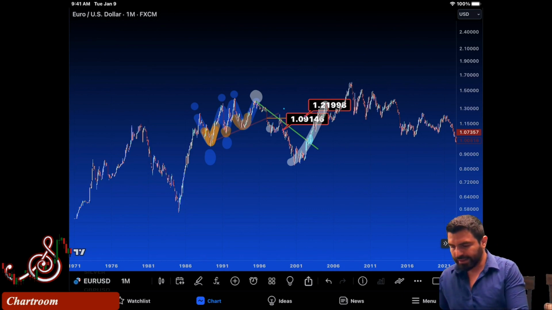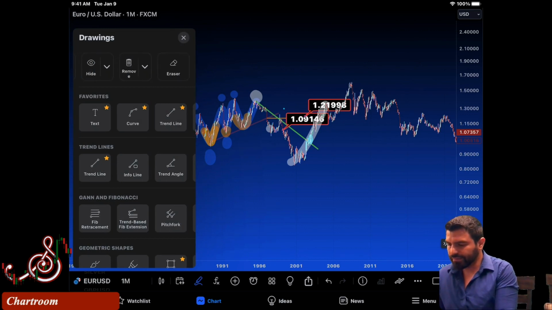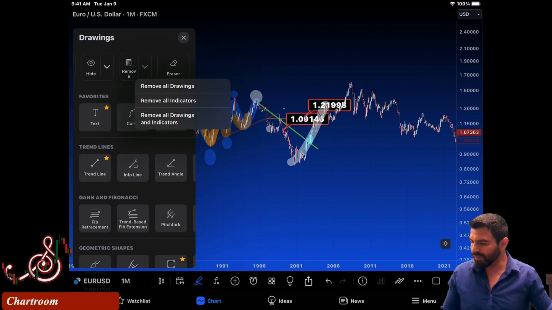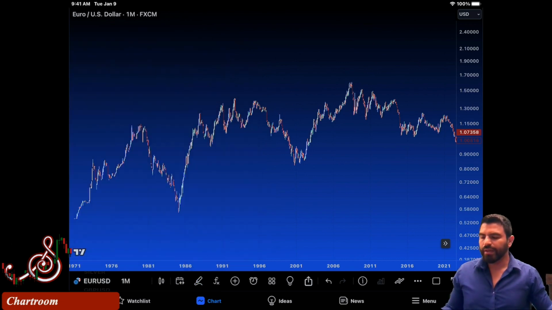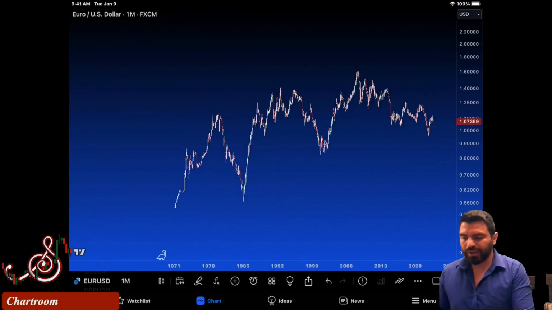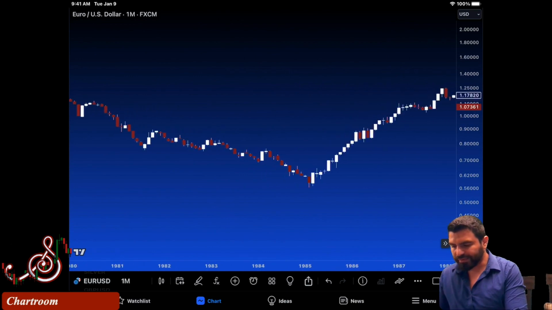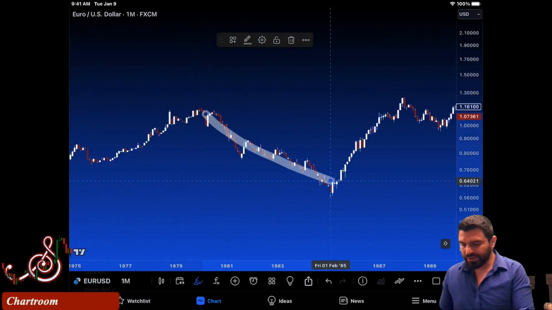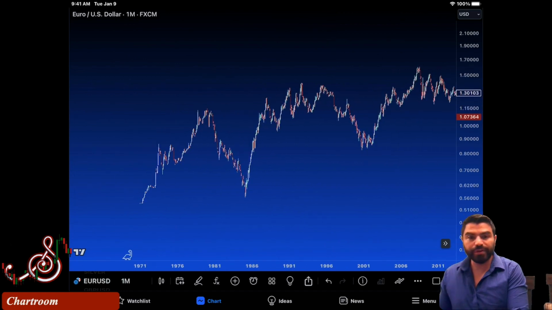Let me show you what I mean. Let's close this out. Not close it. Let's remove all drawings. I'm going to click on this button up here, remove all drawings and indicators. All right. Now, I'm not just looking for one single line of price, because that can be accurate, but it's much more accurate to group the flow of price.